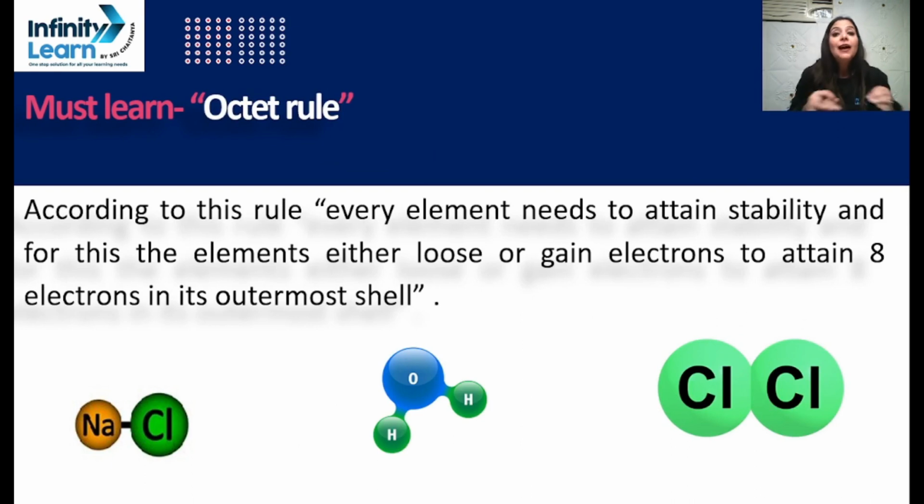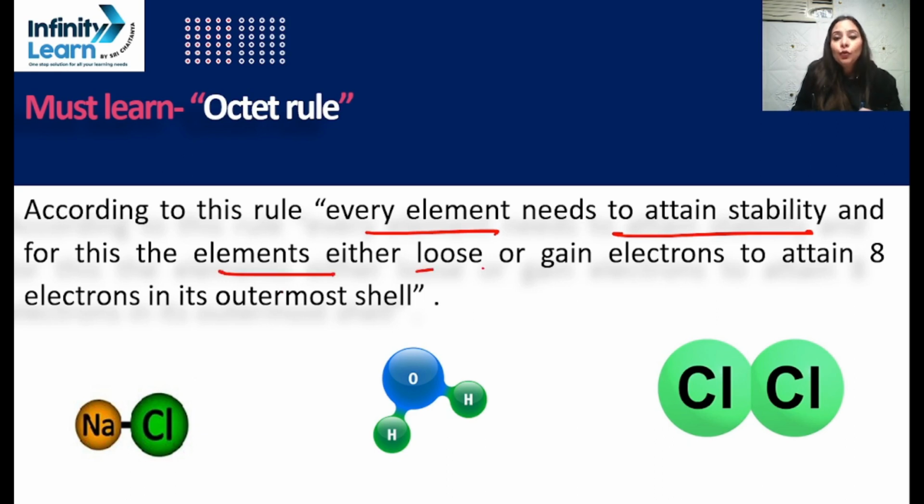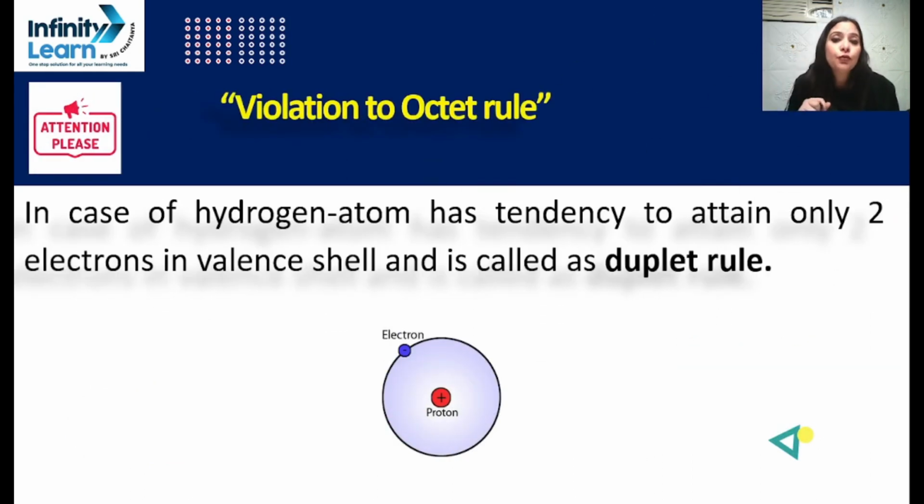But still, there are a few violations to the octet rule. If somebody asks you about the octet rule, let's talk about its definition first, that is what you are going to write. It means that every element needs to attain stability. And for this, what they do is either lose or gain electrons, right, to attain 8 electrons in their outermost shell, so that they can become stable. But there are a few violations to the octet rule also.